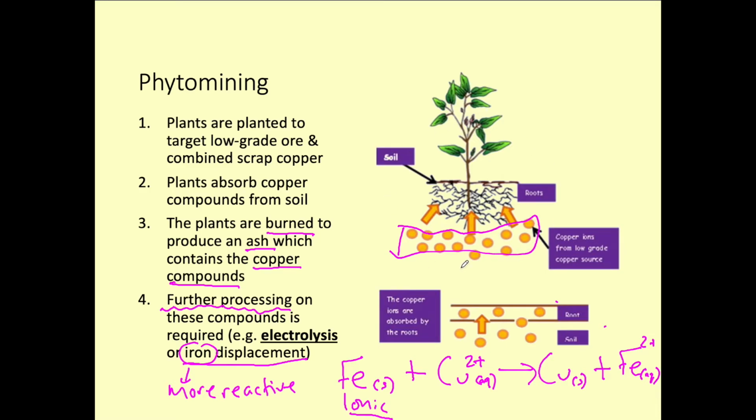So advantages of this, again, it's very easy and simple to do because we're using plants to do this job for us, for what would otherwise be very time consuming and require a lot of resources in order for us to do this an alternative way. It is, however, still a slow process because obviously we have to wait for the plants to grow and absorb these copper compounds. But once the plants have grown and absorbed the copper compounds, that burning process and the further processing is going to be much faster.